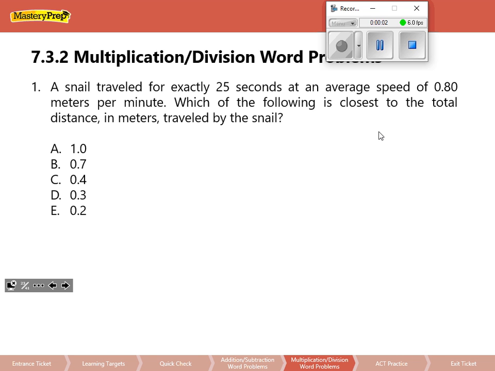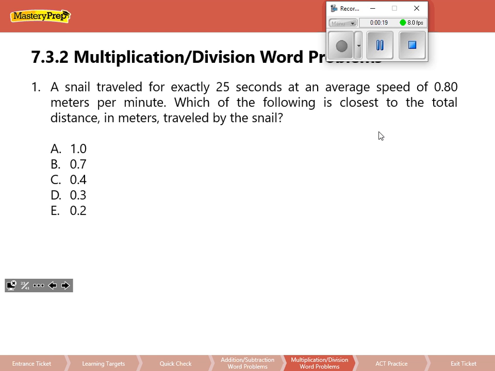What we're doing today is we're continuing on with our addition, subtraction, multiplication, and division word problems. And this one here on 7.3, 7.3.2, page 104, is where we're picking up.